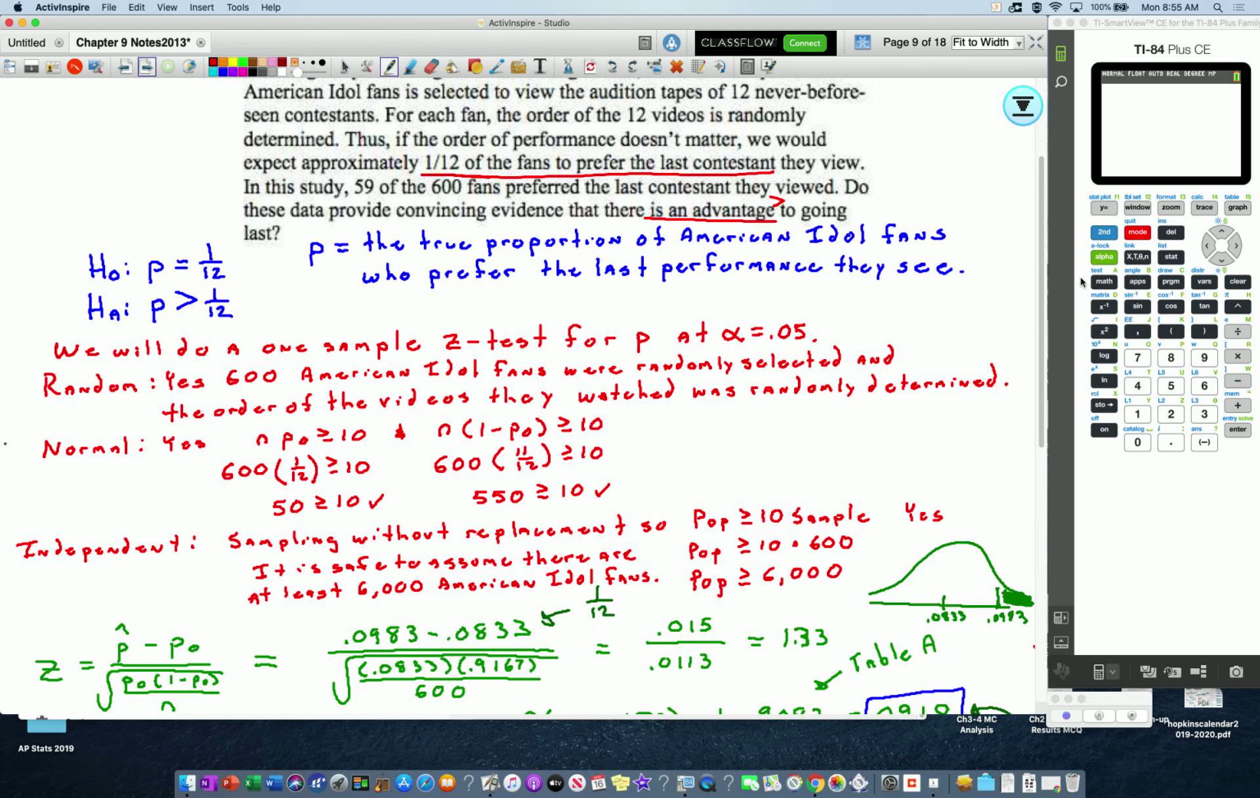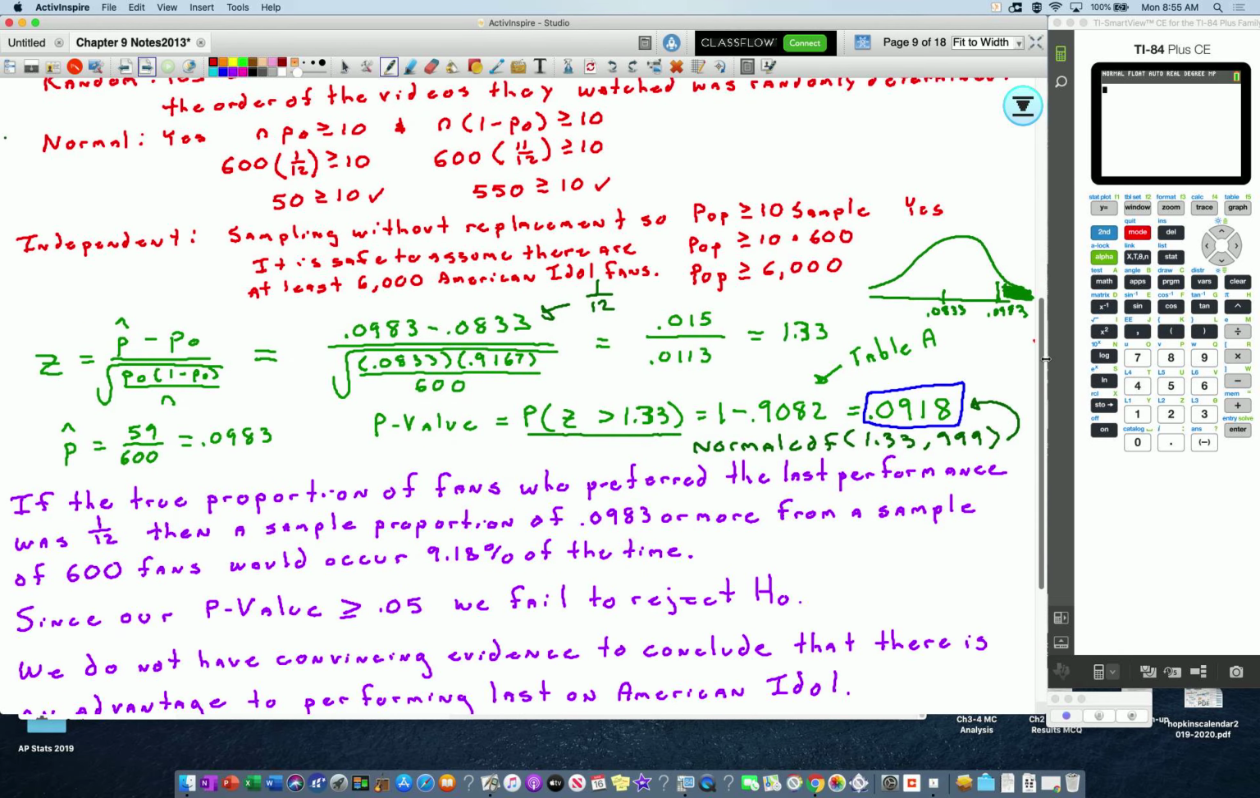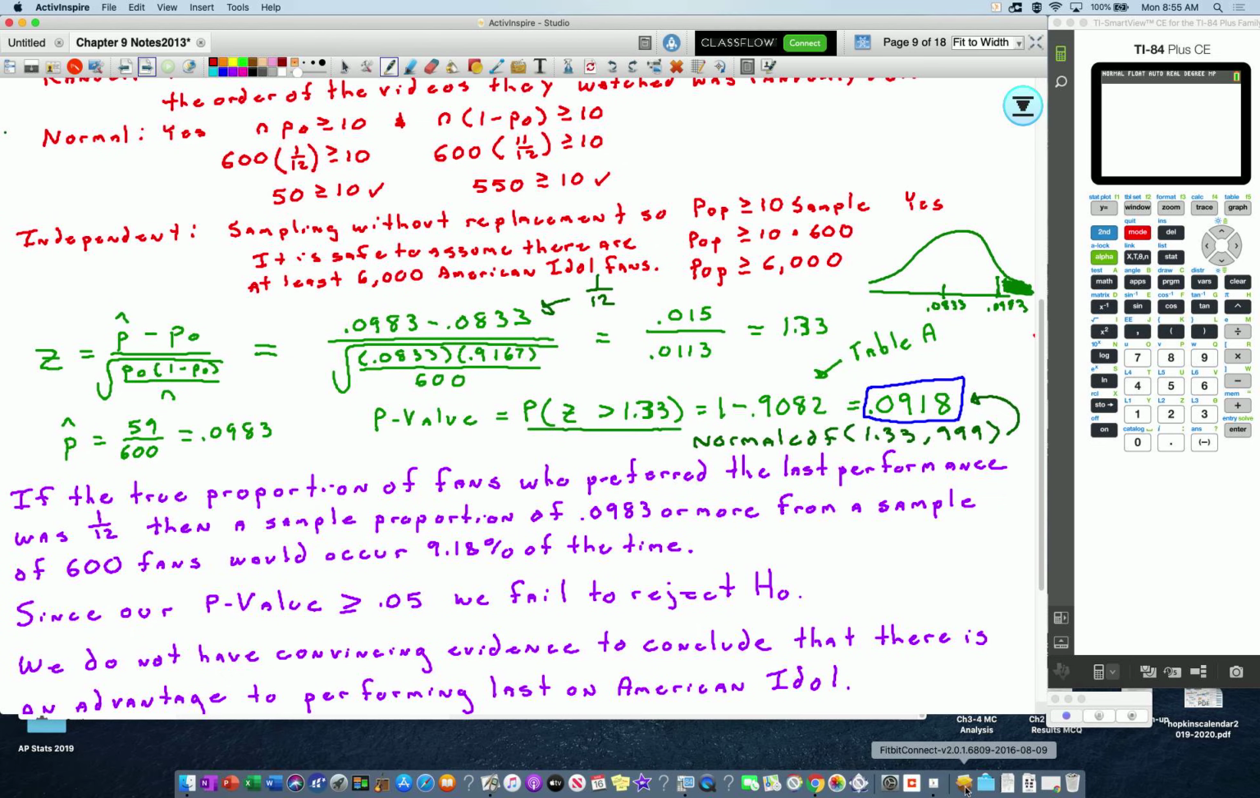All right, so now in green is our do. We need to calculate the p-value so we can determine whether we're going to reject or fail to reject our null hypothesis. So again, here's our formula. Our sample proportion was 59 out of 600, so that's 0.0983 as a decimal. So there's my sample proportion, p hat, minus p of the null, 1 divided by 12 as a decimal, 0.0833, divided by the standard deviation.